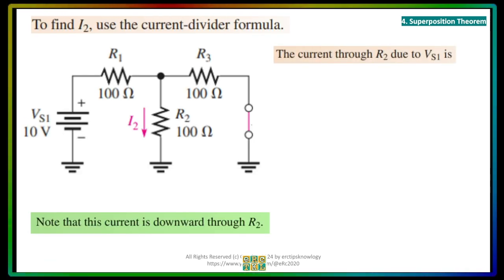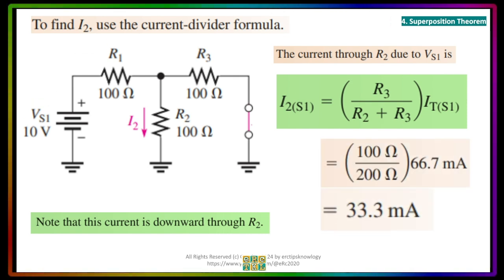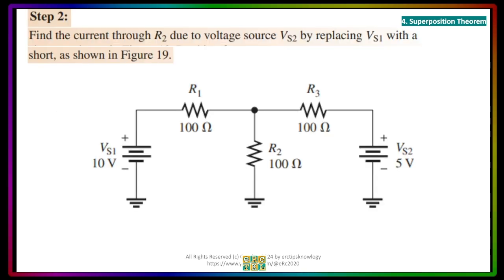We can find I2 by using the current divider rule, which is R over R plus R multiplied with the current entering the junction. Now, the current entering the junction here is I1 or IT. I1 and IT are equal, so it's okay to say I1, it's also okay to say IT here. And the opposite resistor will be used if you want I2. Take the opposite resistor between the parallel, R3 over R2 plus R3, and we will get a value of 33.3 milliamperes for our I2.